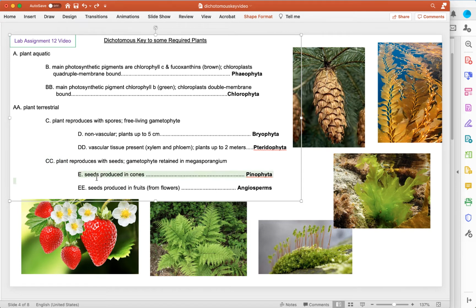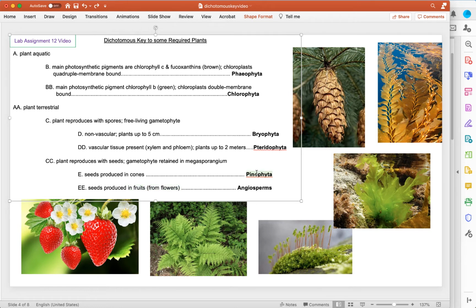And here it's this set of E and EE. E says seeds produced in cones. EE says seeds produced in fruits from flowers. Well, I don't remember learning about those. And yeah, there it is, Pinophyta. That's the name of that gymnosperm.